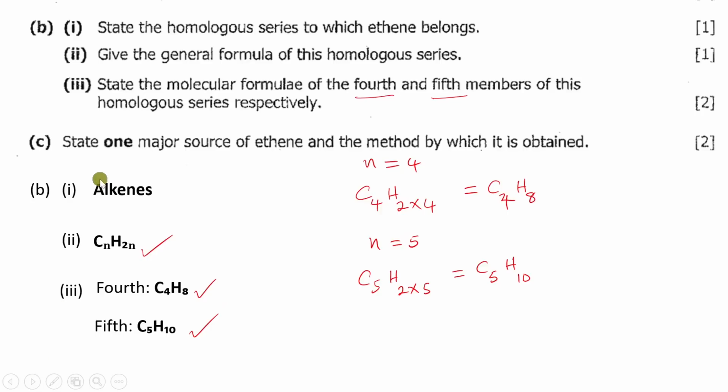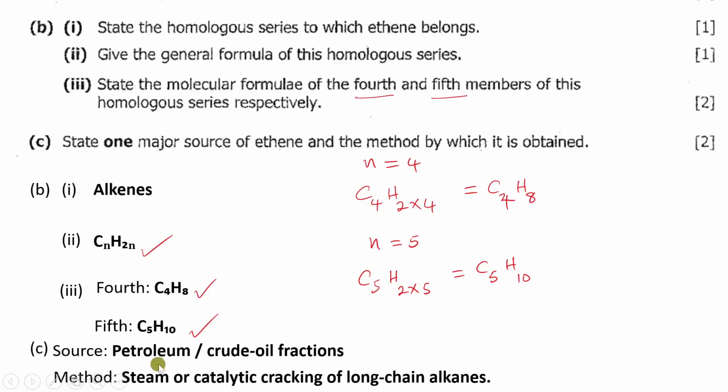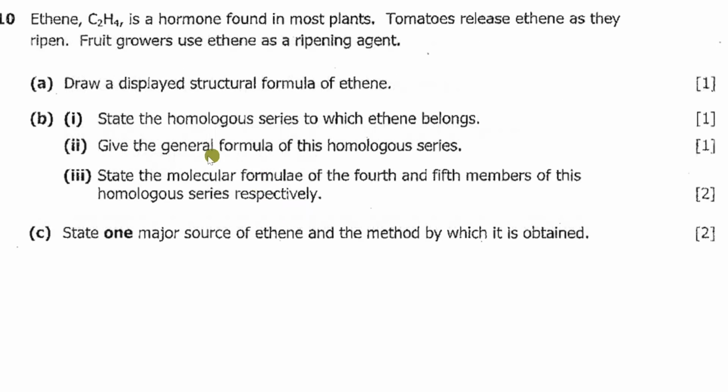Then C: state one major source of ethene and the method by which it is obtained. One major source of ethene is petroleum or crude oil fractions. By what method can it be obtained? Either steam or catalytic cracking of long chain alkanes. Then we go to the next question.